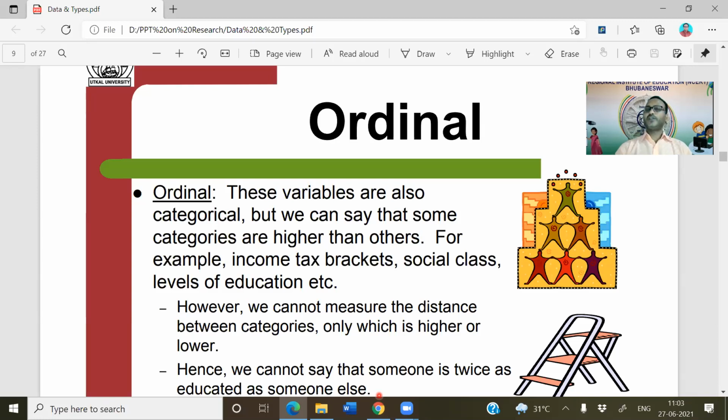So as a researcher, when you go to the field, whenever you want to collect some data, you can collect it in the form of an ordinal scale. And whenever you collect data in an attitude scale, in an attitude scale there is one statement followed by a 5-point scale: 1, 2, 3, 4, 5.